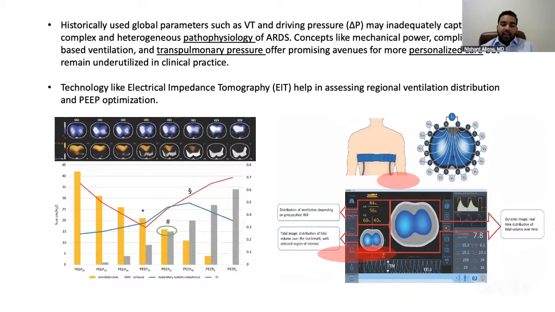So as you're increasing your PEEP to recruit more lungs, it can actively show you whether you're over distending regions of some lungs or if you're able to homogeneously distribute the PEEP. So this helps in PEEP titration as well, but this is something that's used in highly advanced university centers and is not available to every hospital.